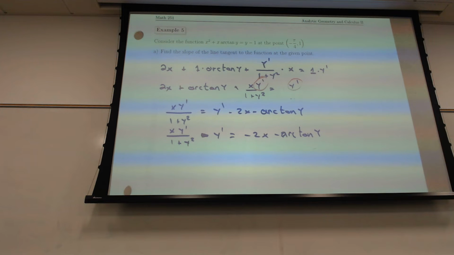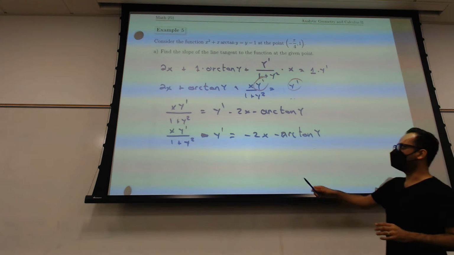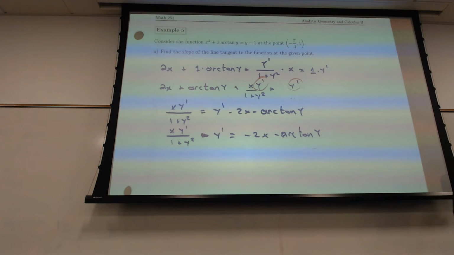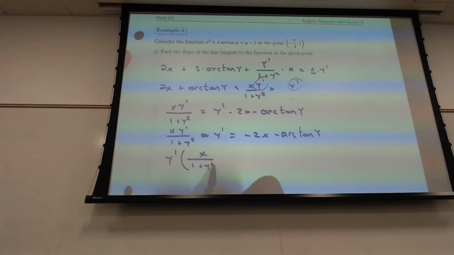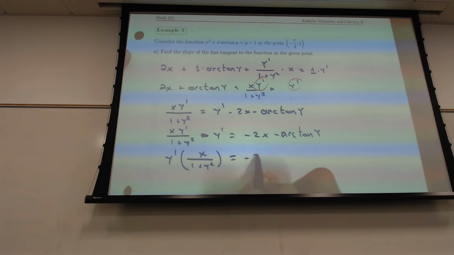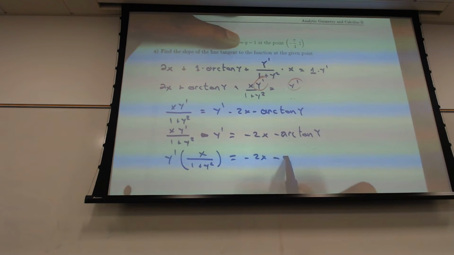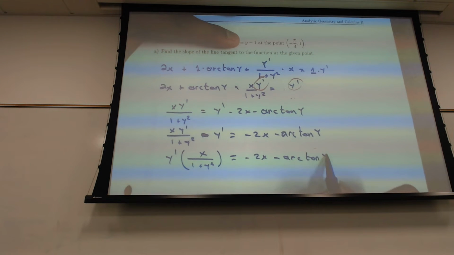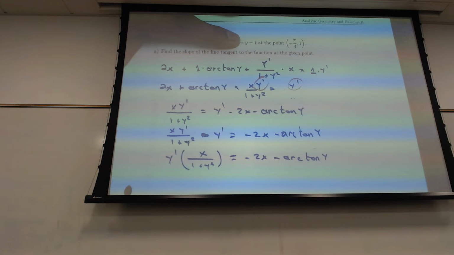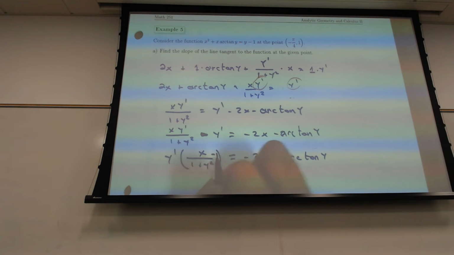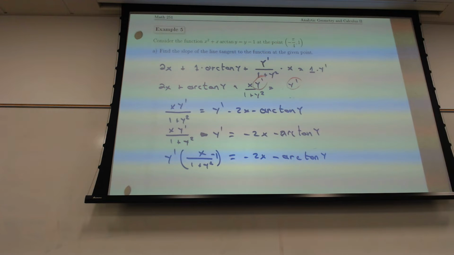A couple of steps to get this done is to factor out the y prime. That's why we move all the terms that contain the y prime, in order to make it a greatest common factor, factor it out, and then divide out the remaining factors. So y prime times x over 1 plus y squared minus 1 equals negative 2x minus arctan y. Forgot that minus 1. So what we're going to do is divide by this whole mess right here.